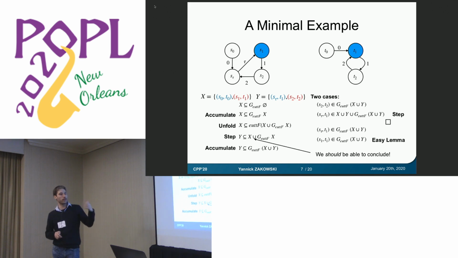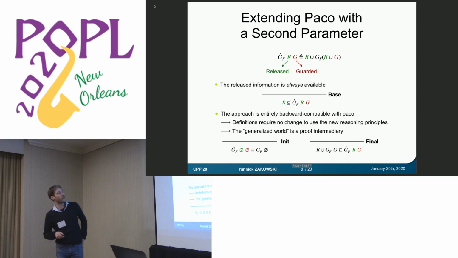in some kind of sense, there was a leak of information in the Paco approach, and we fix it by having two parameters instead of one. Now we have this R parameter, so the G hat is this generalized Paco, which captures the information that have been released so far, and the guarded parameter is basically the previous parameter, the one that is still guarded under the Paco that you only get once you go under the functor.